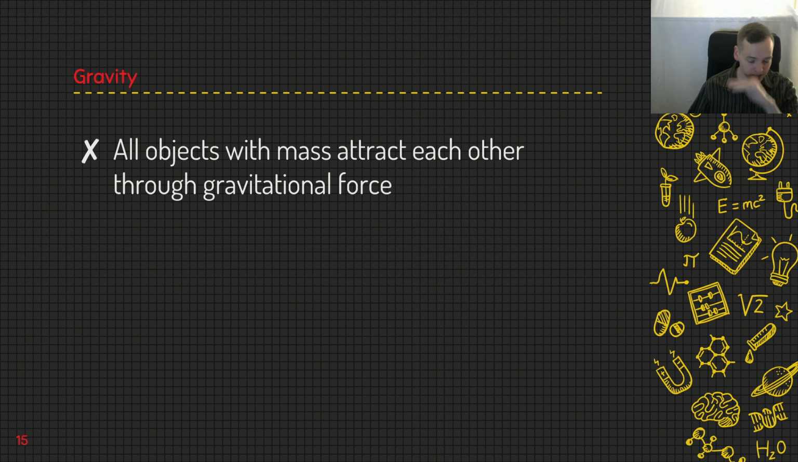We're used to thinking about this from the perspective of the Earth pulling down on us because we have mass and the Earth has mass. But likewise, we're also pulling on the Earth because the Earth has mass and we have mass. If you're standing in a room with someone, you're pulling on them because you have mass and they have mass through this gravitational force.